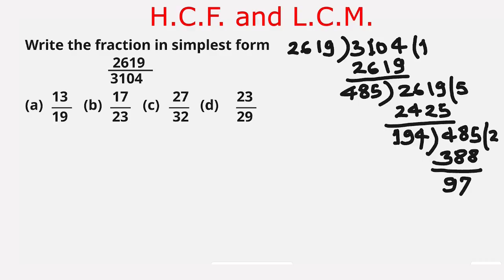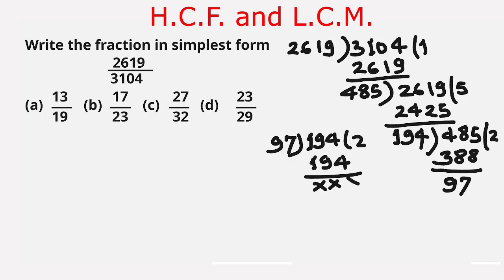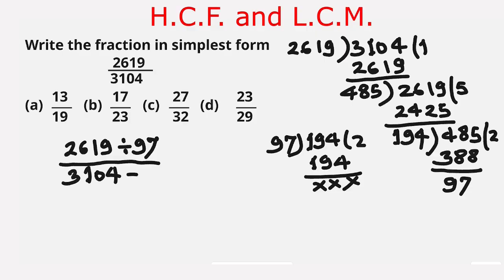Now we divide 194 by 97. 97 divides 194 2 times. And 2 times 97 is 194, and our remainder is 0. It means the last divisor 97 is our H.C.F. Now we can divide 2619 divided by 97 upon 3104 divided by 97.